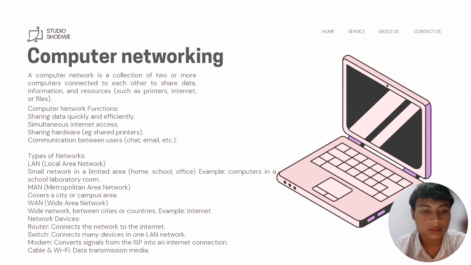Network devices: a router connects the network to the internet. A switch connects many devices in one LAN network. A modem converts signals from the ISP into an internet connection. Cable and Wi-Fi are data transmission media.